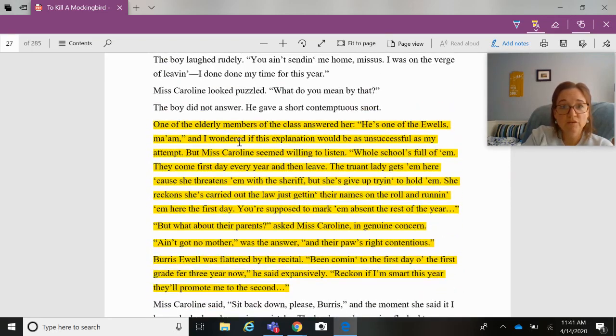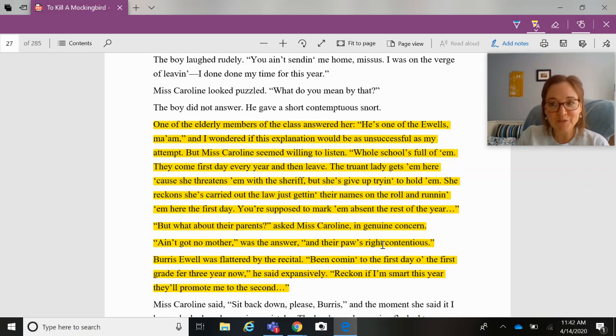One of the elderly members of the class answered her. He's one of the Yules, ma'am. So he basically tried to explain the same way that Scout did, right? And I wondered if this explanation would be as unsuccessful as my attempt. But Miss Caroline seemed willing to listen. Whole school's full of them. They come first day every year and then leave. The truant lady gets them here because she threatens them with the sheriff, but she's give up trying to hold them. She reckons she's carried out the law, just getting their names on the roll and running them here the first day. You're supposed to mark them absent the rest of the year. But what about their parents? Asked Miss Caroline in genuine concern. Ain't got no mother, was the answer, and their pa's right contentious.